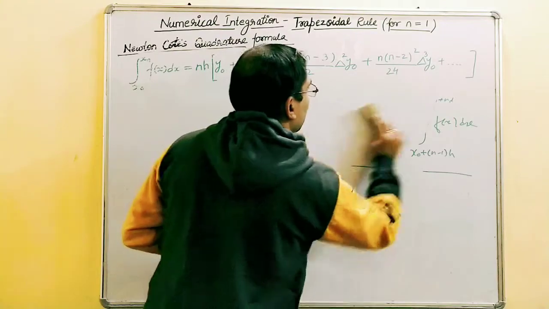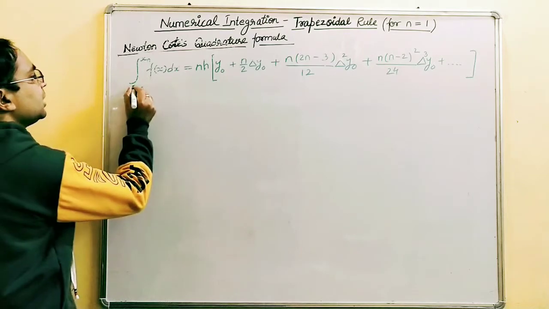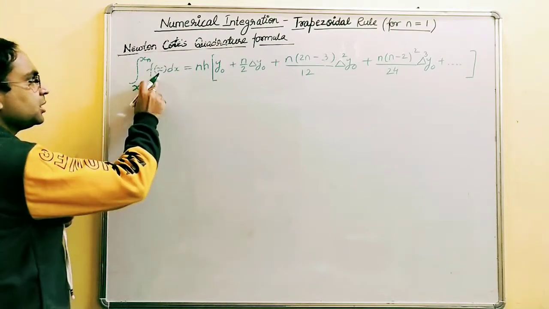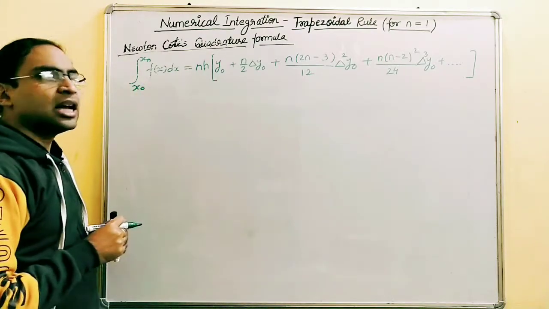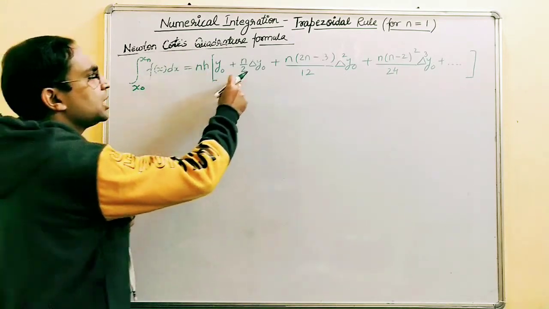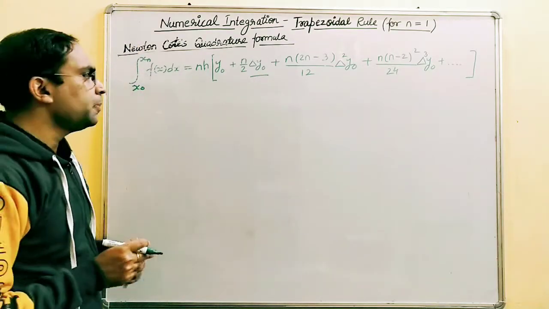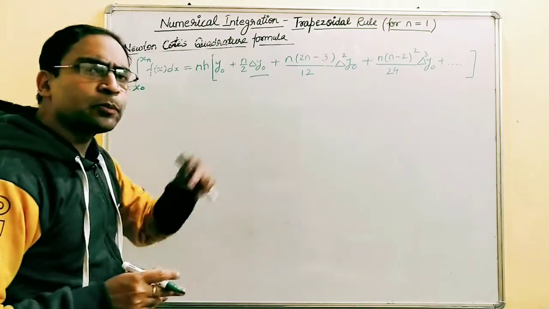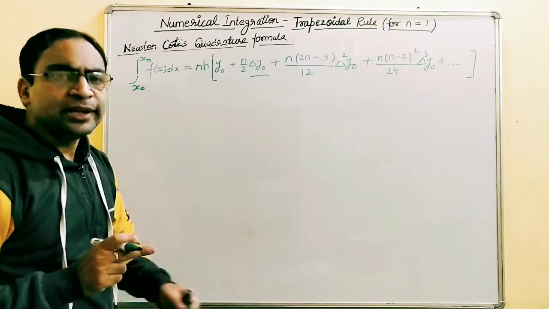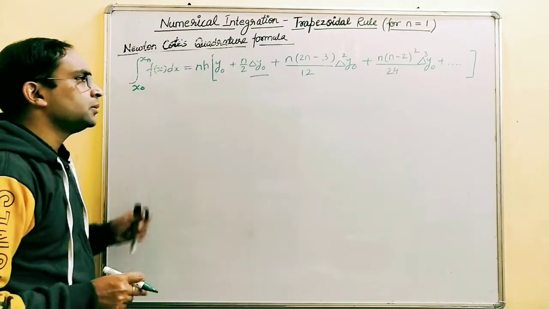The Newton-Cotes quadrature formula is for the integration of a function given within an interval. If x0 is the lower limit and xn the upper limit, then the integral of f(x) dx can be written, according to the Newton-Cotes quadrature formula, as nh within the bracket y0 plus n upon 2 del y0, and so on, where del is the forward difference operator. We had already seen this in the interpolation lessons. So this is del y0. N is the number of intervals and h is the equal interval in the data values.